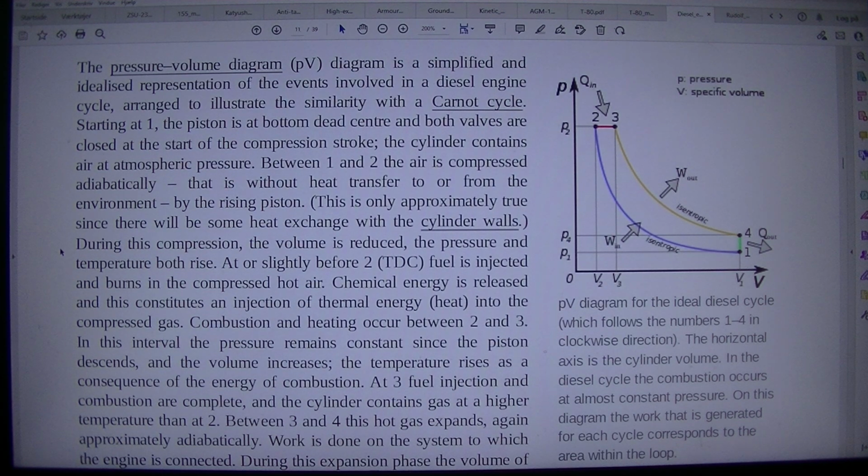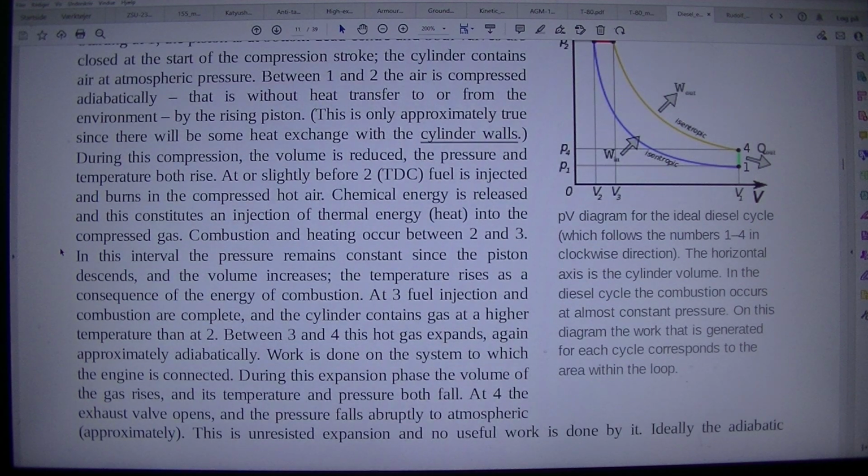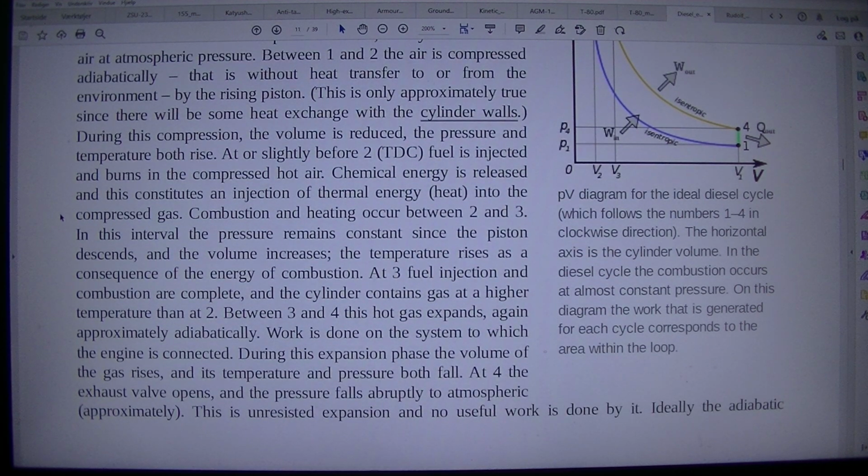In this interval, the pressure remains constant since the piston descends, and the volume increases. The temperature rises as a consequence of the energy of combustion. At 3, fuel injection and combustion are complete, and the cylinder contains gas at a higher temperature than at 2.